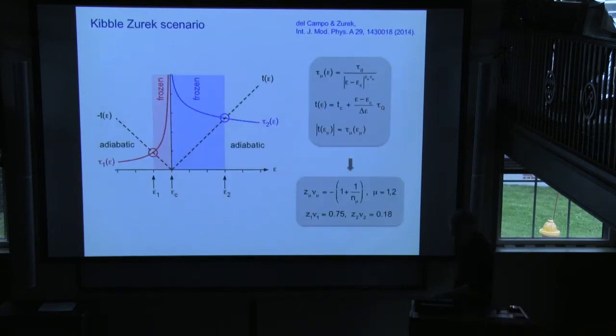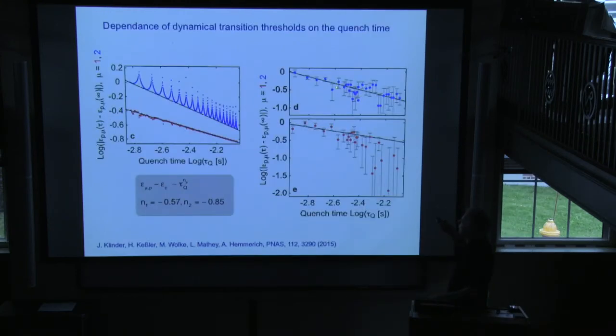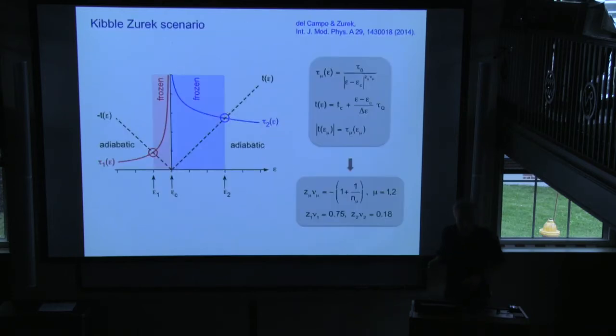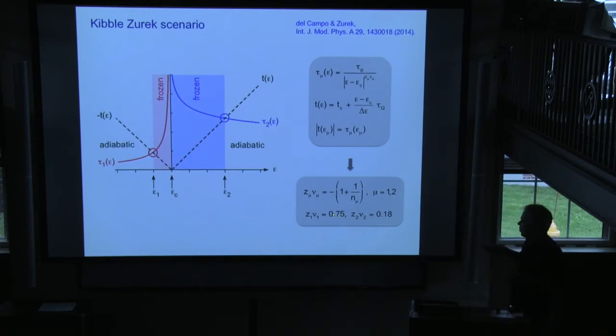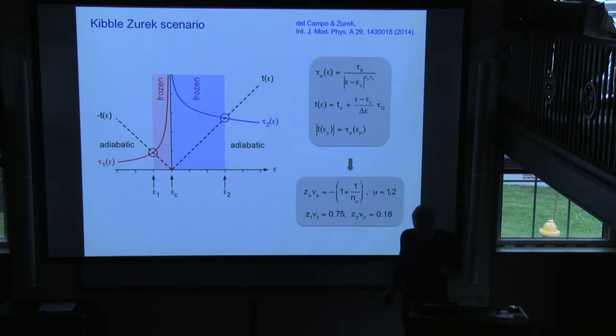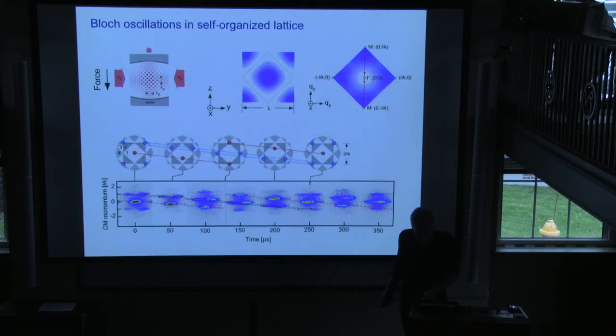This can be used to discuss this in terms of a Kibble-Zurek scenario, and from the exponents that we extracted here, one of the Kibble-Zurek exponents can be extracted. And at the end, that's the outcome, 0.75 on that side of the phase transition in the normal phase, and 0.18 on the other side. So they're different, these exponents, depending on which side of the phase transition you are.